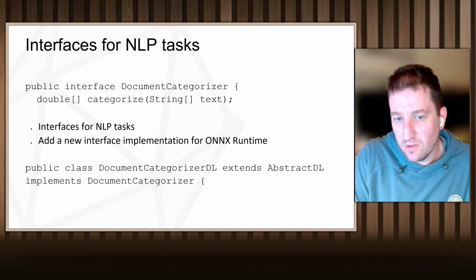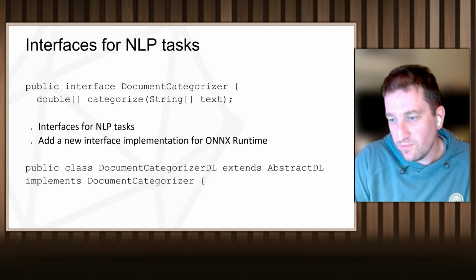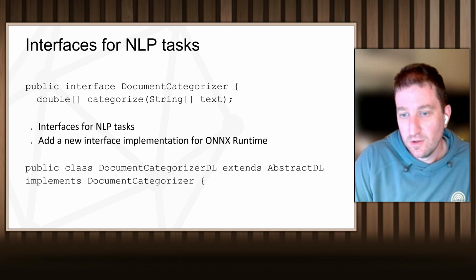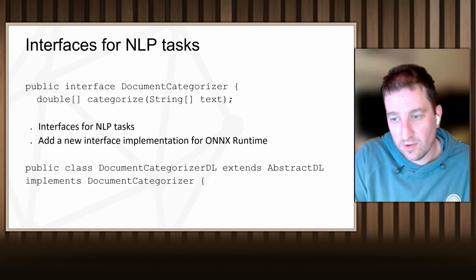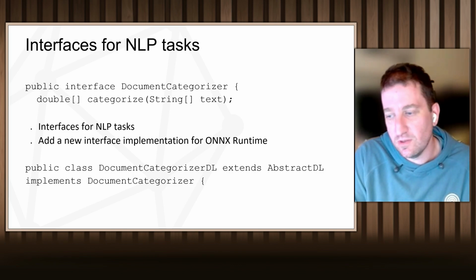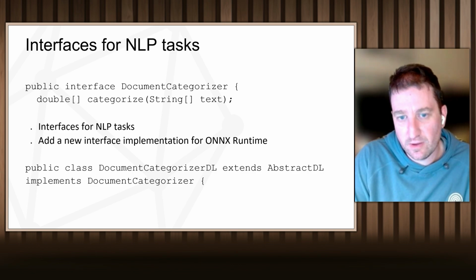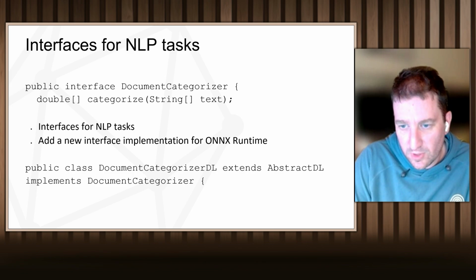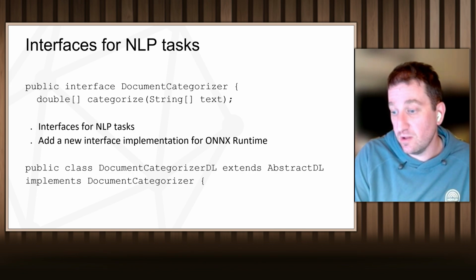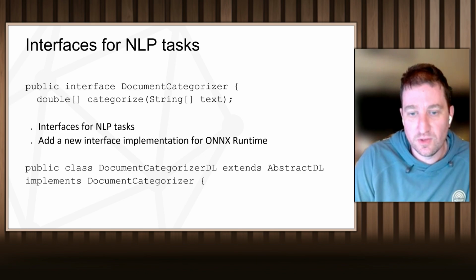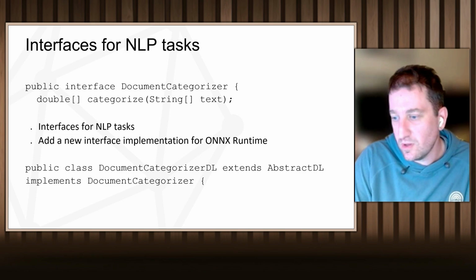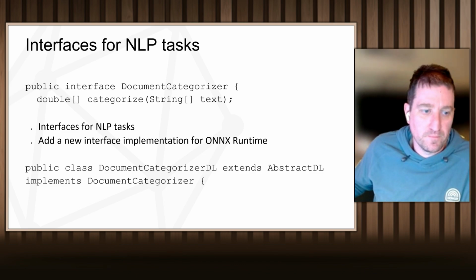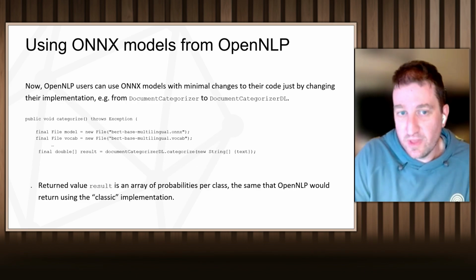So what we did is we added a new interface implementation for the ONNX runtime. This one, called DocumentCategorizerDL for deep learning, extends an abstract class and implements the same interface. The idea being that if we can provide access to the ONNX runtime and these models, the users of OpenNLP in Java won't have to make much change to their code to use the models. They simply change which class they're using, and everything else will function as they're used to, thanks to it being an interface.